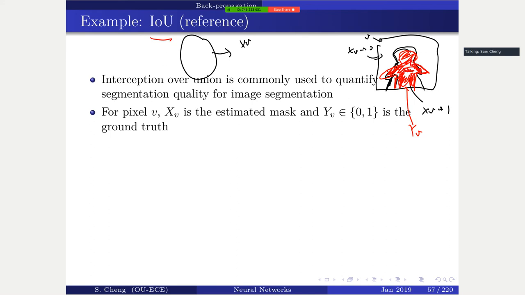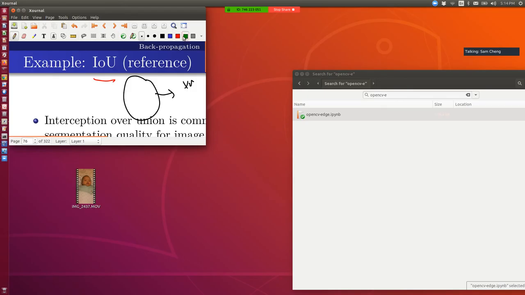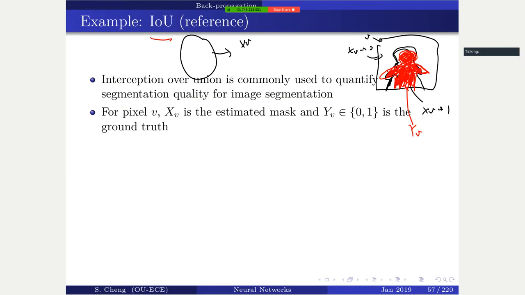Kind of like that, I guess. I'm not sure that you can see that. Okay, so this is the intersection, right? And the union will be the bigger one, right? The union will be the entire thing. So the union will be like this here.